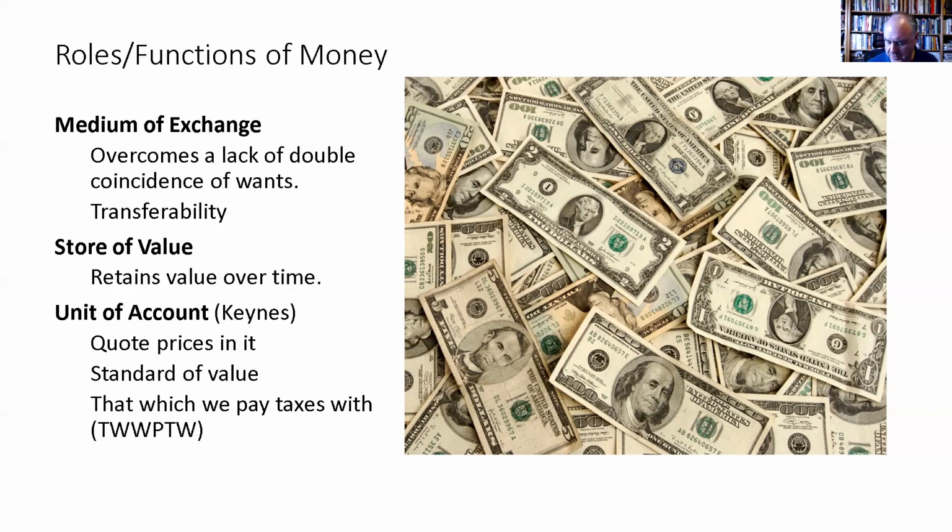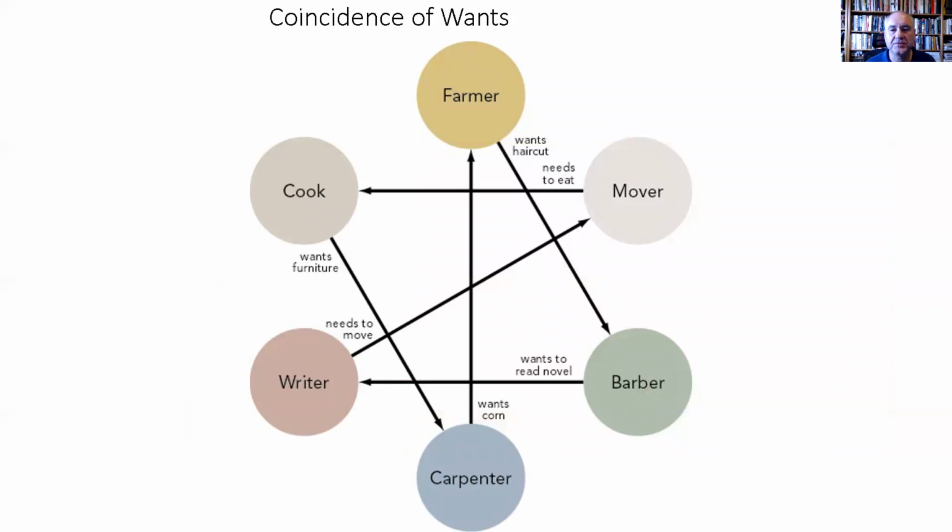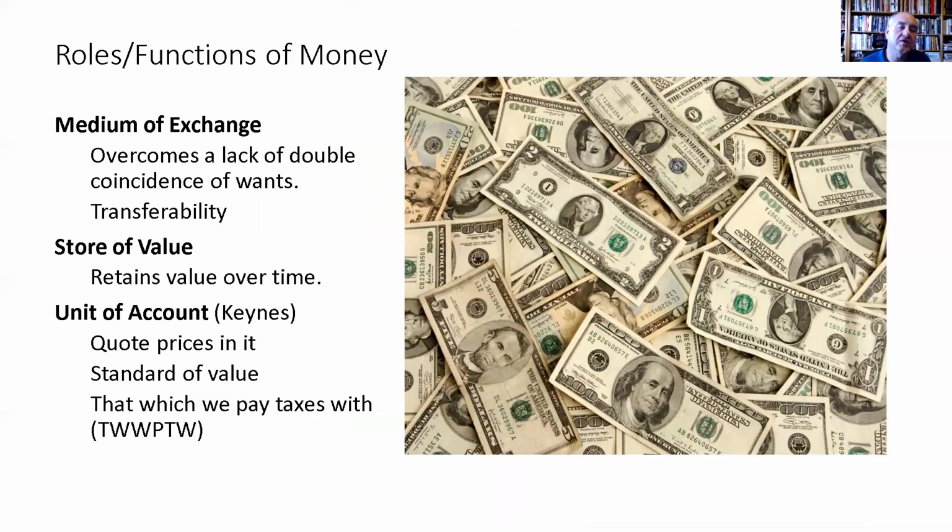But what if it gets more complex? Just to show you a diagram of this, suppose that we have all these people in society, and one person wants something from someone else, but then that person wants something from a third person who wants it from a fourth person. This is just a society, in this case, with just 6 people in it. When you start getting into the millions, you can see how complex it is. And so one of the roles of money is to overcome when you don't have a double coincidence of wants. It makes it much easier for exchange to take place.